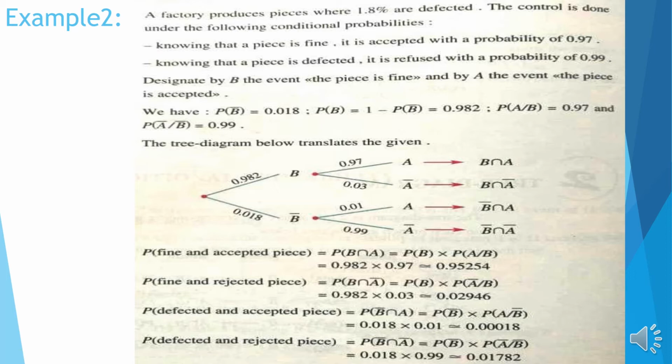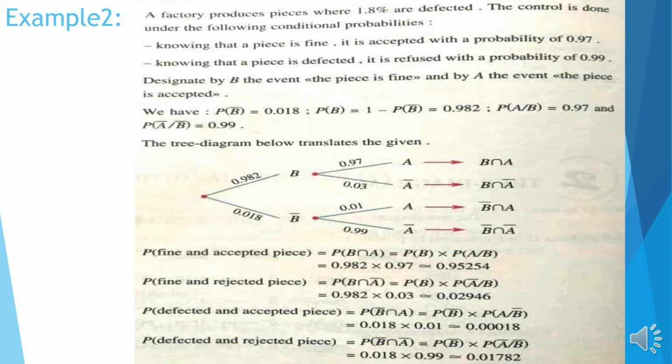In the second phase, the probability of A given B is 0.97. The probability of A bar given B is 0.03. The probability of A given B bar is 0.01. The probability of A bar given B bar is 0.99. The first arrow, the second, the third, the fourth give us what? B intersection A, B intersection A bar, B bar intersection A, and B bar intersection A bar.